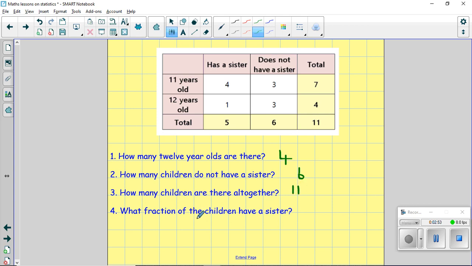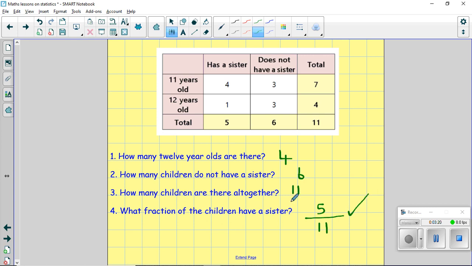And number 4, what fraction of the children have a sister? So again, we're not looking at 11 or 12-year-olds, we're looking at the whole children. So 5 have got a sister, so that's our numerator. And then our denominator is how many there are altogether, which is 11. So 5 11ths of the children have a sister, and that fraction can't be simplified, so that would be the right answer.